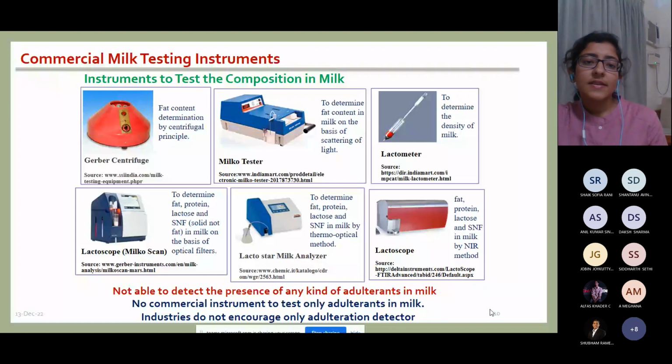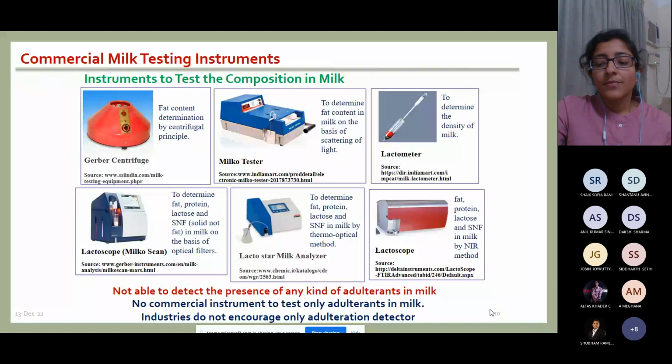But all these commercial instruments which I'm showing here are not able to detect any presence of adulterants in milk. And another thing is that there is no commercial instrument to test only adulterants. Whatever instruments are there, first they check the fat content, then the protein content, because these are very much used in industries. And industries do not encourage adulteration-only detectors.